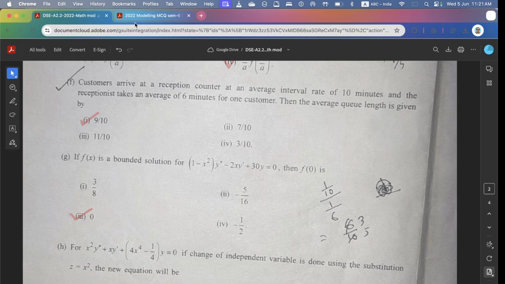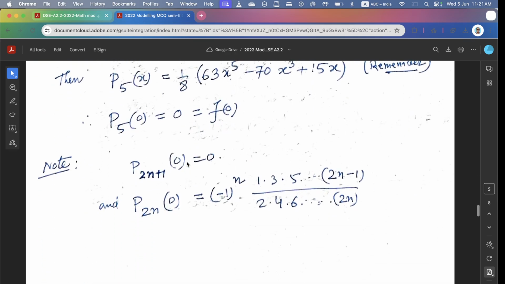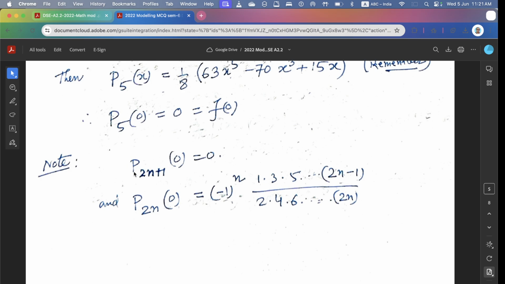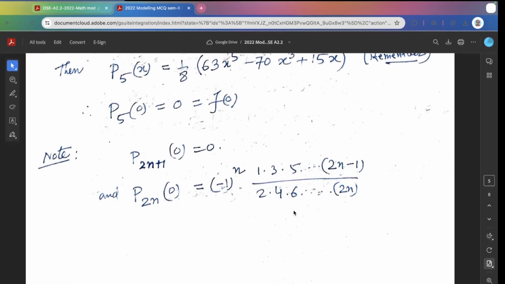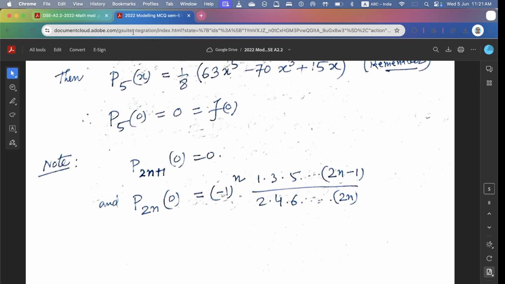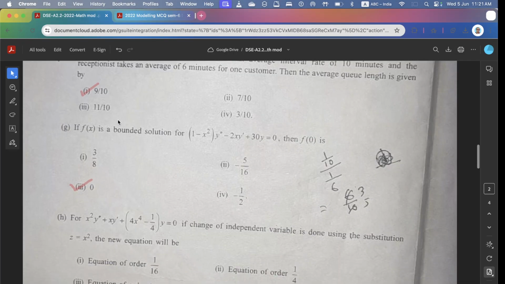Next question. Actually, note this: remember this formula, P(2n plus 1) at 0 equals 0, because 2n plus 1 means an odd number. P1(0), P3(0), P5(0) equal 0. And P(2n) at 0, where 2n means an even number: P2(0), P4(0), and by this formula we can find them. Next question.